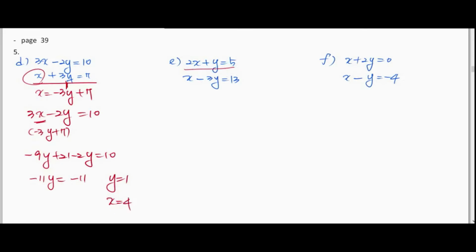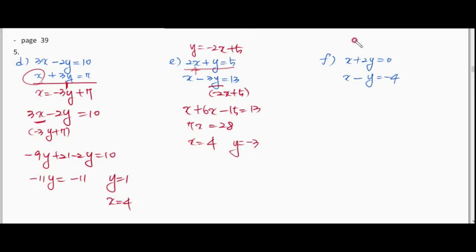And now let's solve e, and this will now isolate this y right here. So then y equals negative 2x plus 5. So this is negative 2x plus 5. Let's write it out. X minus 6x minus 15 equals 13. And 7x equals 28. X equals 4. So let's look at the first one. 2 multiplied by 4, 8 plus y equals 5. So then y equals negative 3.